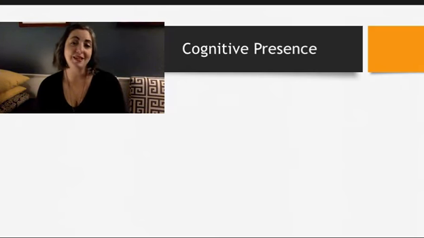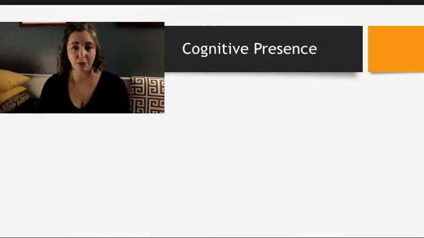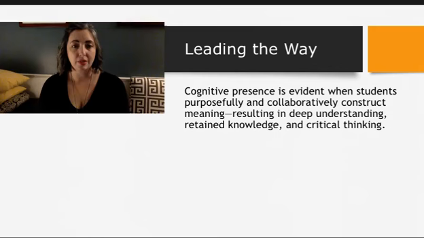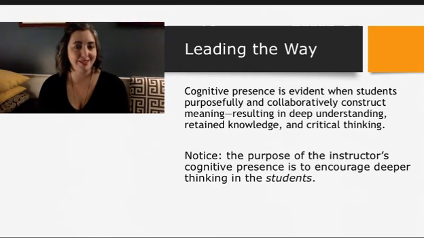The third type of presence in the community of inquiry is cognitive presence. Cognitive presence is the extent to which the participants in any particular configuration of a community of inquiry are able to construct meaning through sustained communication. Cognitive presence is evident when students purposefully and collaboratively construct meaning, resulting in deep understanding, retained knowledge, and critical thinking. Notice, this is important, the purpose of the instructor's cognitive presence is to encourage deeper thinking in the students.